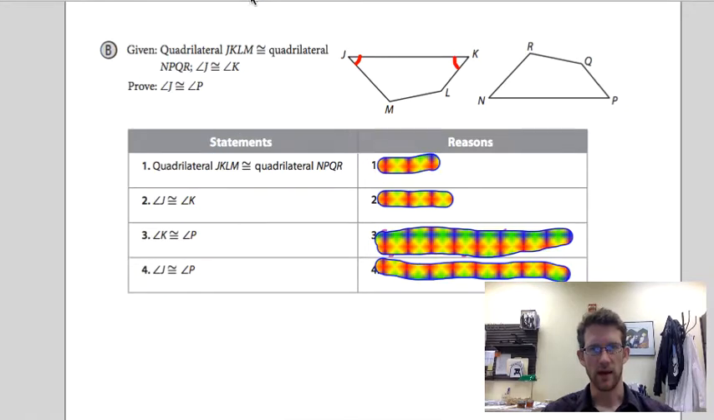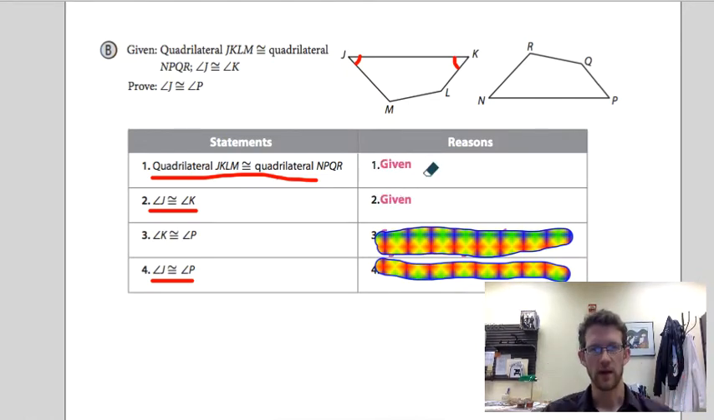So again, the three things I should be able to fill out every time are going to be this first one, this one, and this one, right? This is whatever I'm trying to prove, that angle J is congruent to angle P, and this is my given. Quadrilateral JKLM is congruent to quadrilateral NPQR. There's a second given here too, which is angle J is congruent to angle K. So I can give that. What are my reasons for those first two things? Well, it's given. So those are my reasons. Bam, right? I basically have only 3 cells now to fill out and figure out what they are.